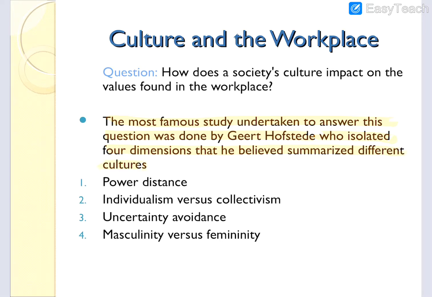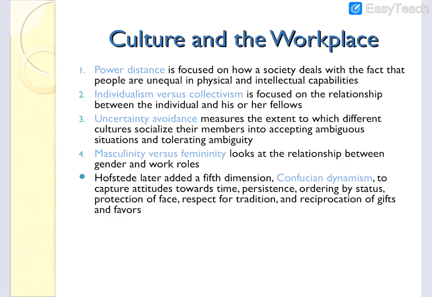According to Hofstede's cultural dimensions, we have four: power distance, individualism versus collectivism, uncertainty avoidance, and also masculinity versus femininity. Okay, we go to the first one.